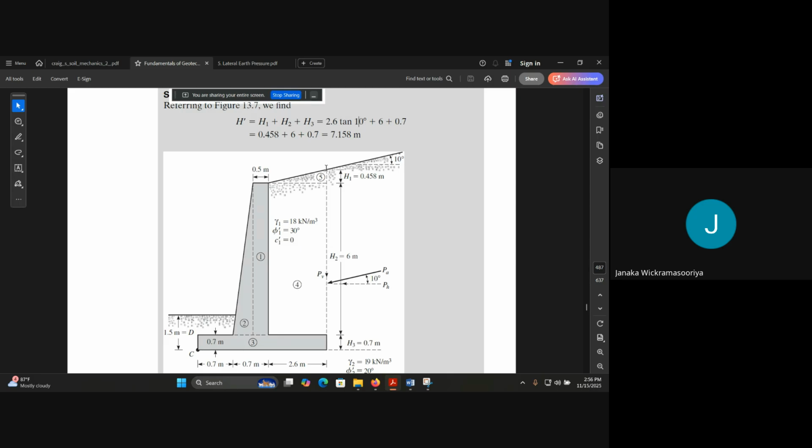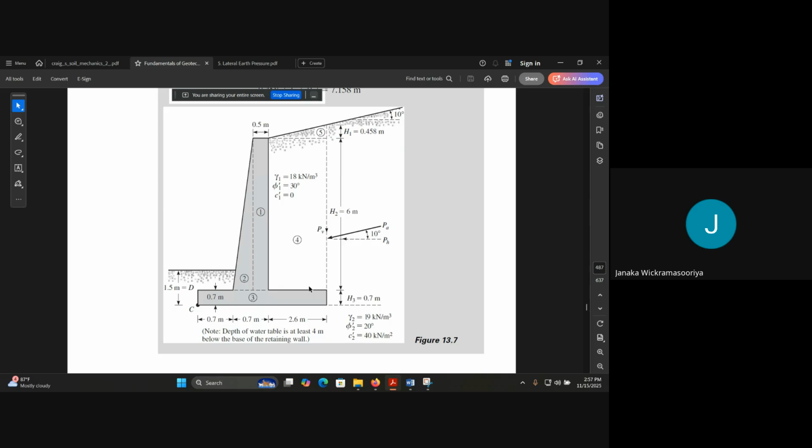So we are applying Rankine's theory to this particular vertical and smooth plane. We are applying Rankine's theory from this point to this point, that is h1, h2, h3, this total height. That is what we are going to do.